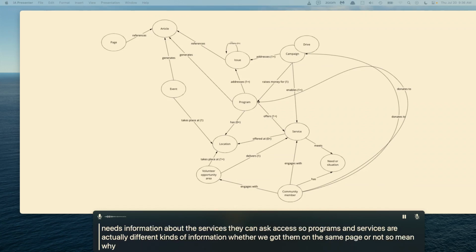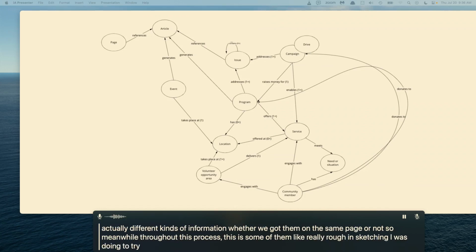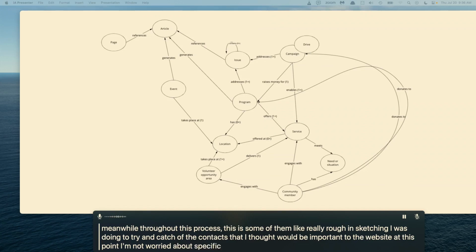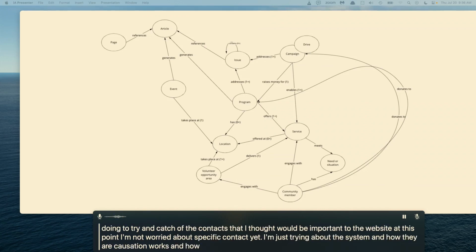So meanwhile, throughout this process, this is some of the really rough sketching I was doing to try and capture the concepts that I thought would be important to the website. At this point, I'm not worried about specific content yet. I'm just trying to map the system of how the organization works and how a community member relates to that.